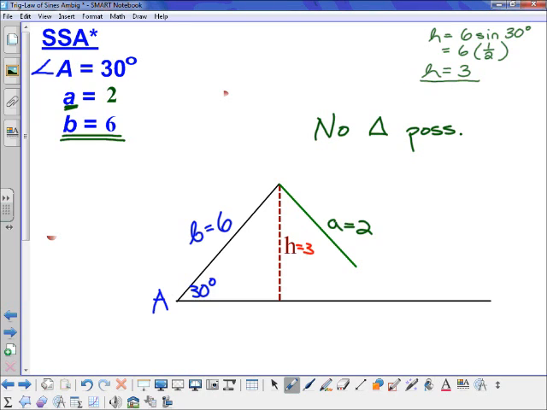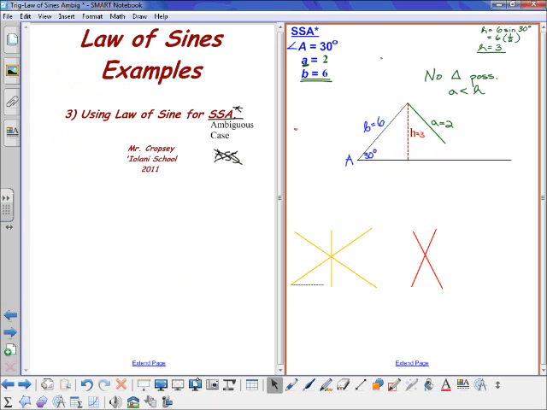Because the opposite side is less than the height. So that's our first case. I made it green because it's a good case. It means we can go on to the next problem. Now I'm going to go ahead and split my screen here. Move over.